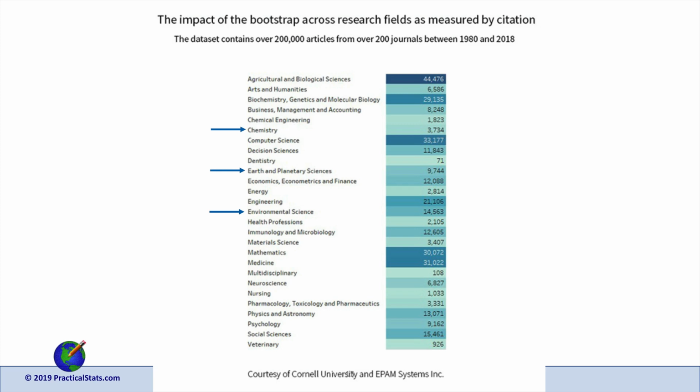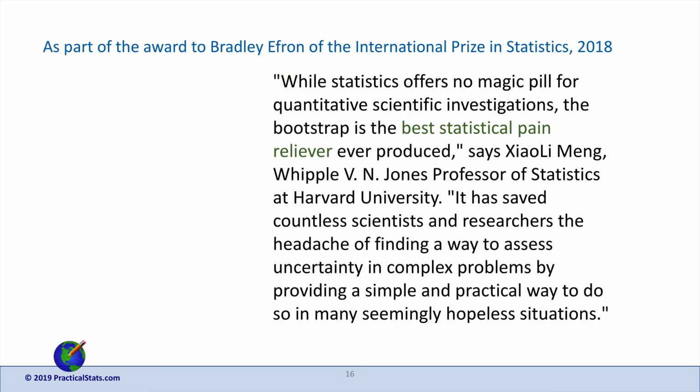And in chemistry, it's about 3,700. And let's go down to environmental science, 14,000. Up at the top, agriculture and biological sciences, over 44,000. I would guess that a number of those papers that they classified as biological sciences may have been environmentally oriented biology papers. So there's thousands that have already been used in the disciplines that we're associated with. So it's well used.